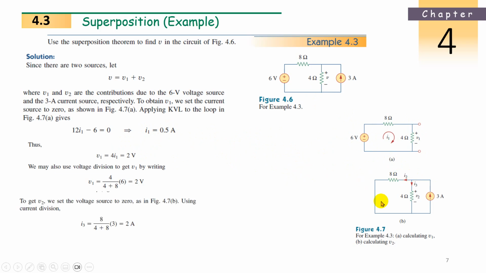Okay. So, like this, find I1 and I2. Now, to get V2, we have the voltage source and find using the current division. Directly also we can use it. How can we find I3 here? It is directly current division.